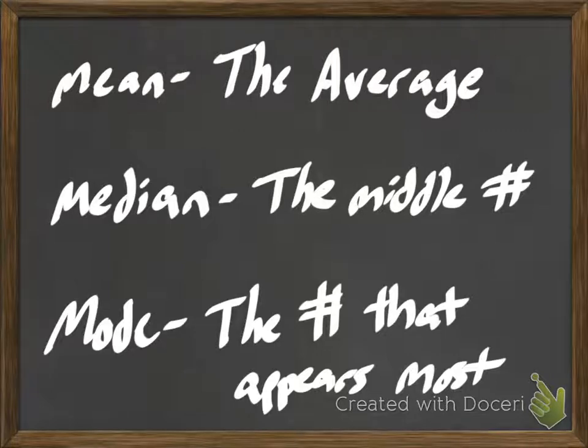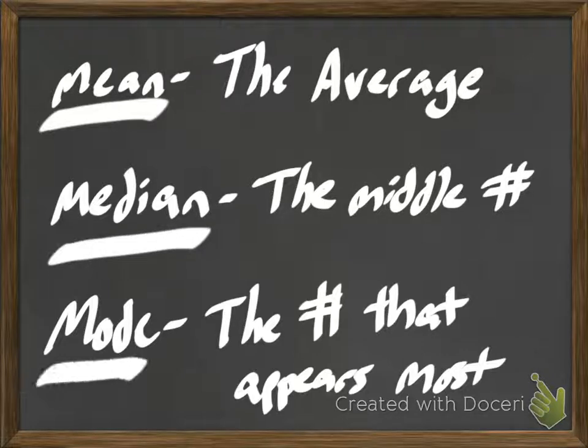So before we start, we're going to need to know what the definitions are of the mean, median, and the mode. So the mean is just the average. Take all the numbers, add them up, then divide by the number of numbers. The median is the middle number. Now make sure that you are putting the numbers in order from largest to smallest. And the mode is the number that appears the most.